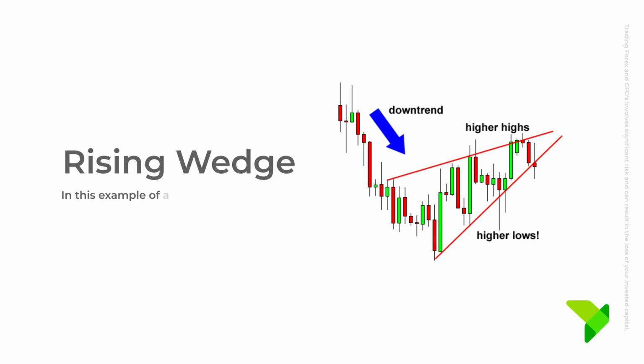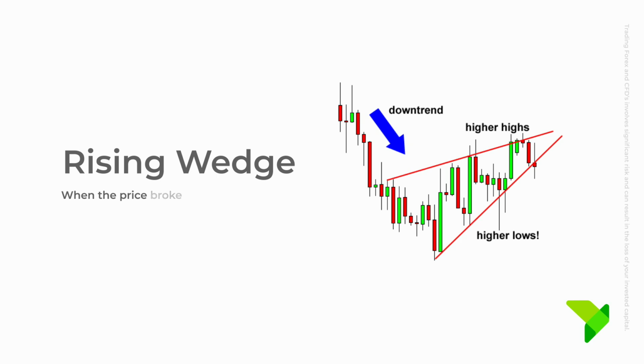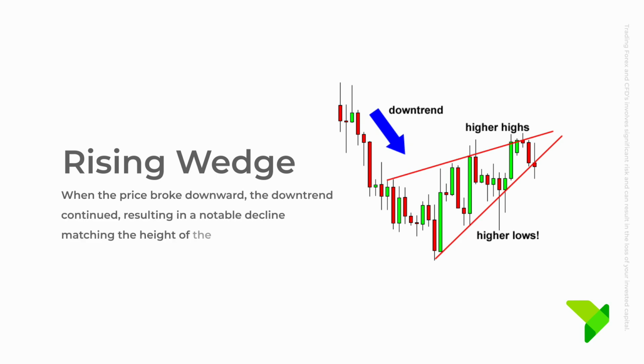In this example of a rising wedge formation, it acts as a bearish continuation signal. The price initially came from a downtrend before consolidating with higher highs and higher lows. When the price broke downward, the downtrend continued, resulting in a notable decline matching the height of the wedge.